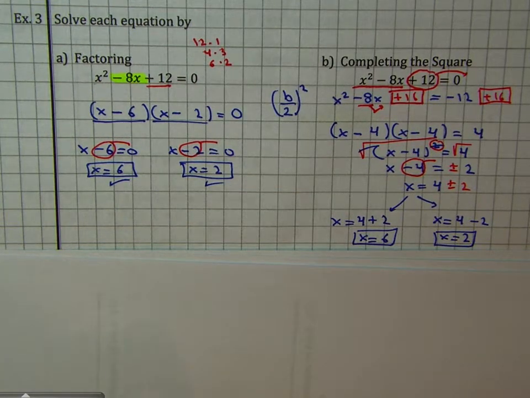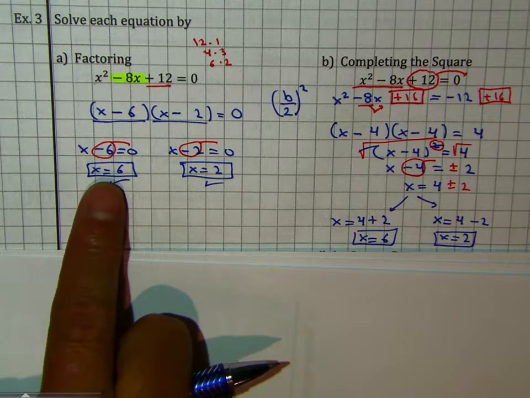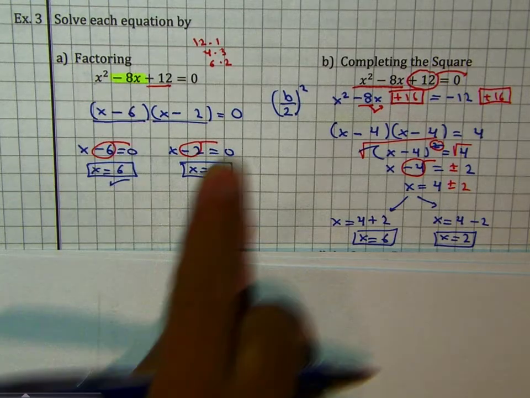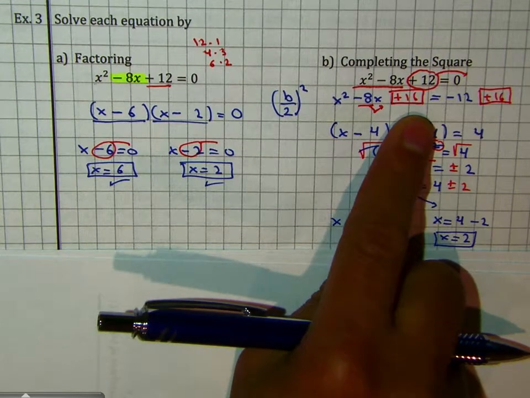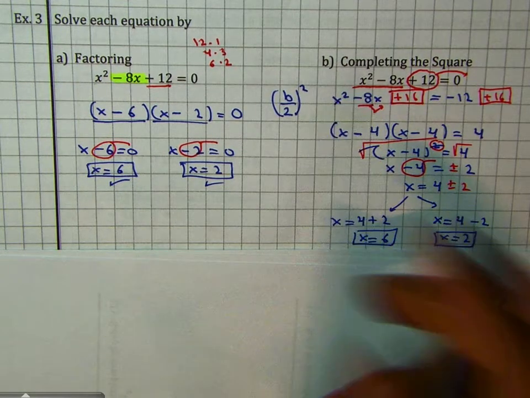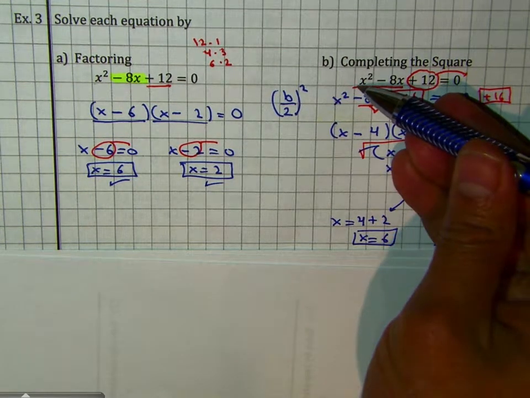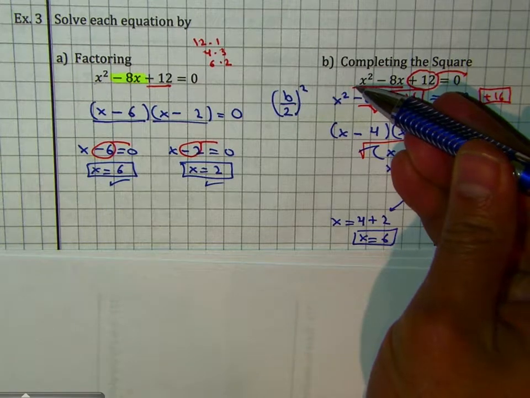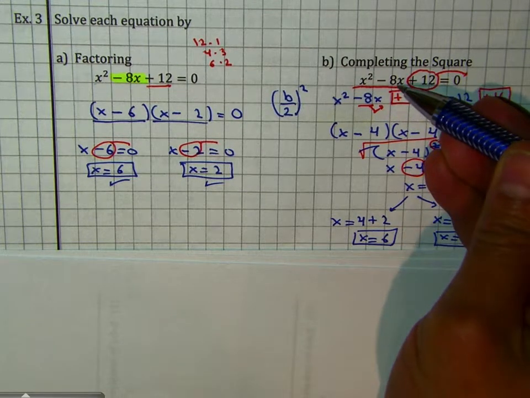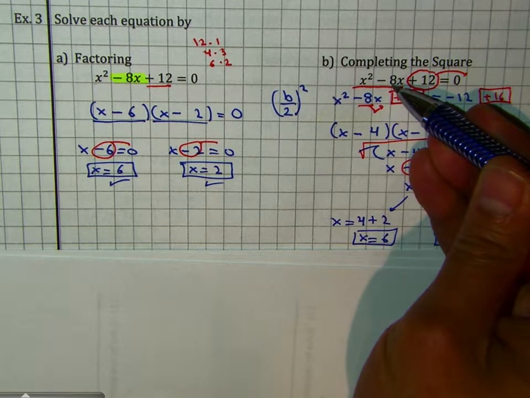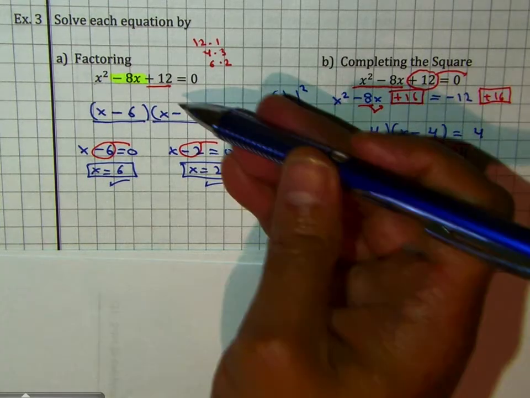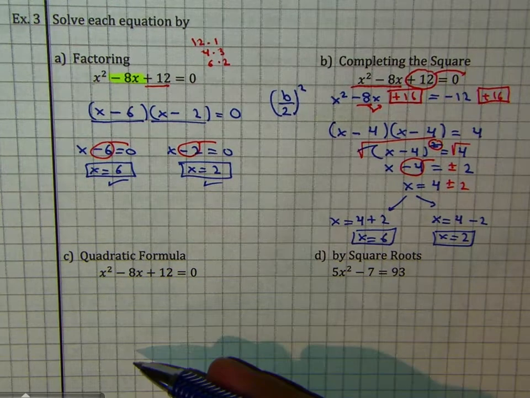So which way do you prefer? Yeah, factoring is much easier, but you cannot always factor a trinomial, and that's why we have other ways. I usually use completing the square if the coefficient is 1 and the b value is even, so that way I can take half of it. If it's an odd number and I cannot factor it, then I use the quadratic formula.